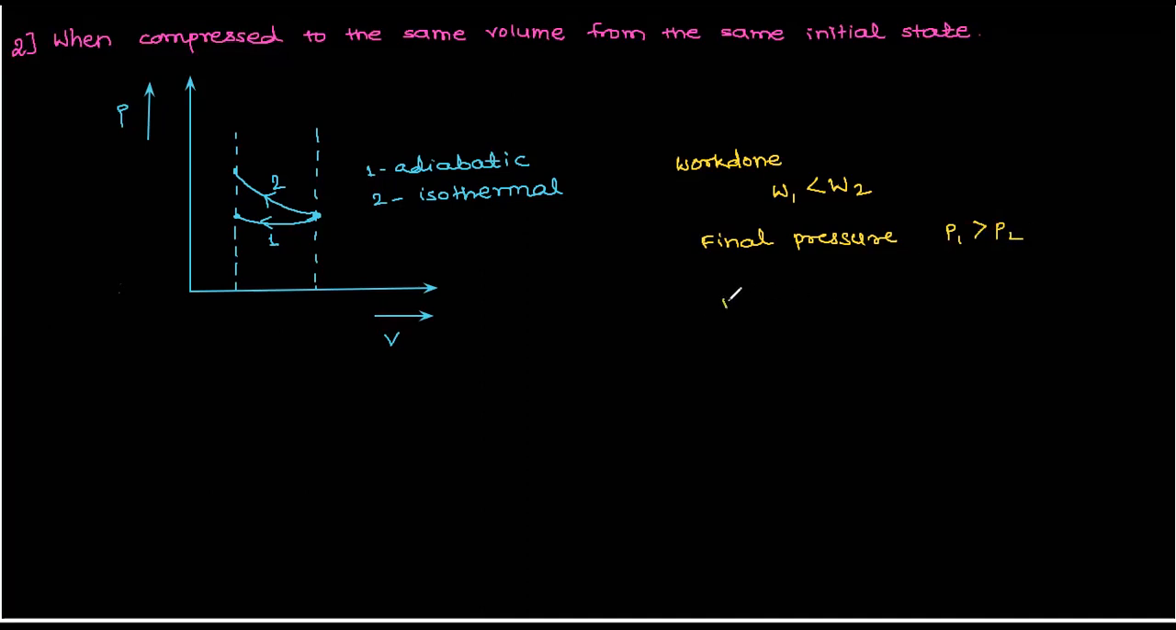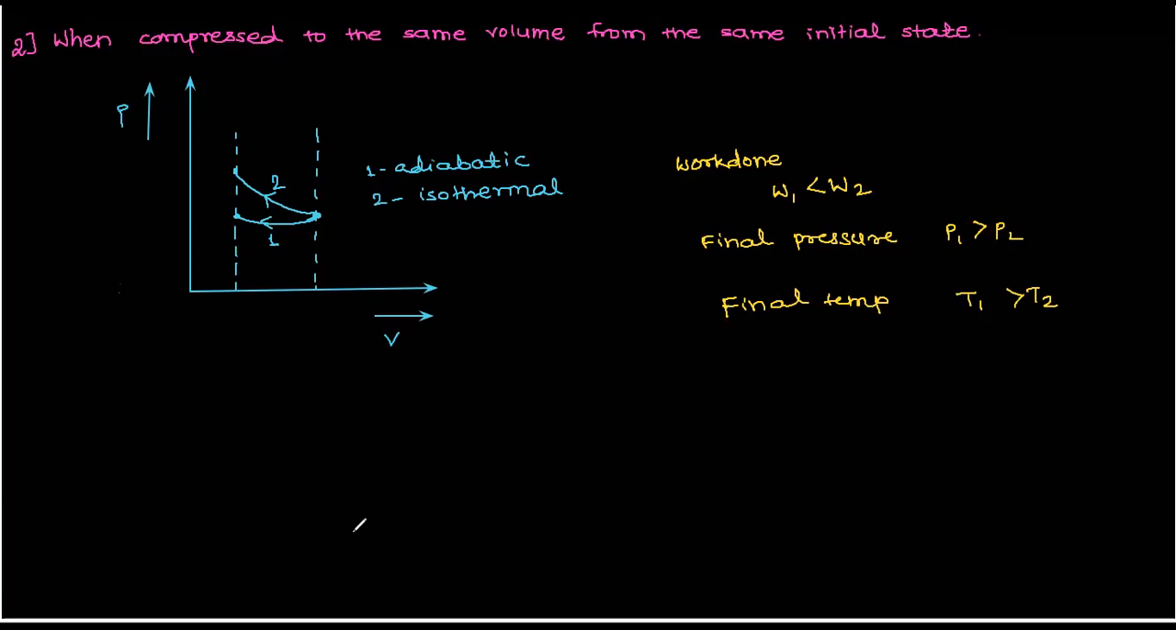Second one, final temperature. In this case, what happens about final temperature? Same thing, T1 is greater than T2. T1 is greater than T2. Because I have reversed this one. See, one is for adiabatic, second for isothermal.